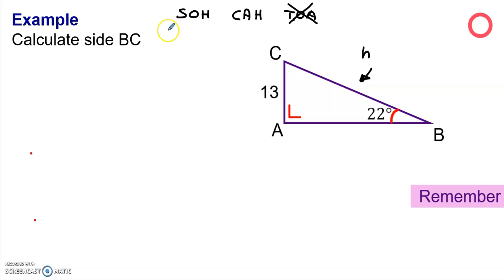So now we have to decide either to use sine or maybe cosine. Let us take a look at the triangle. I do know an angle, and I do also know one of the sides. And we are asked to calculate the length of a side. If I only know angle B, I probably should use angle B.